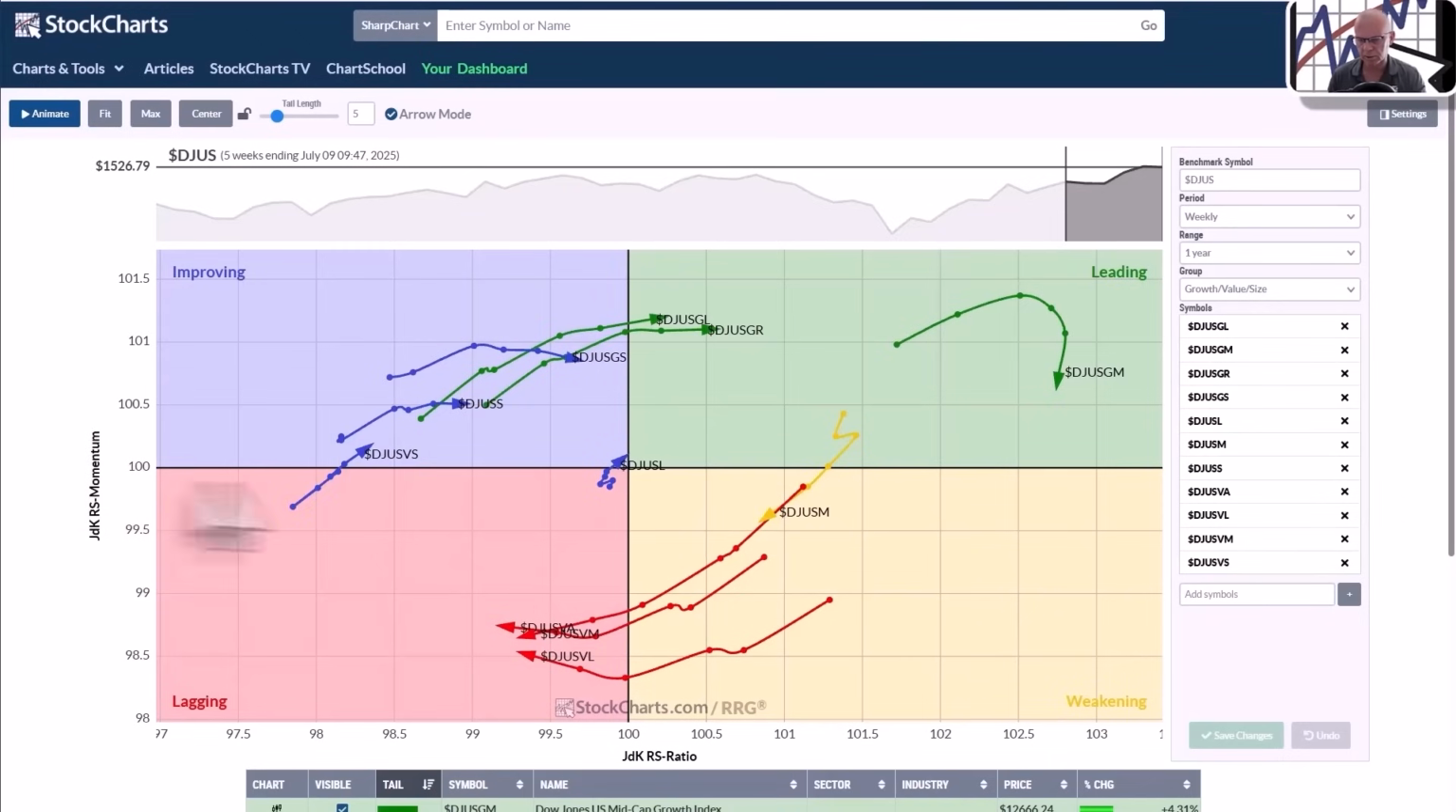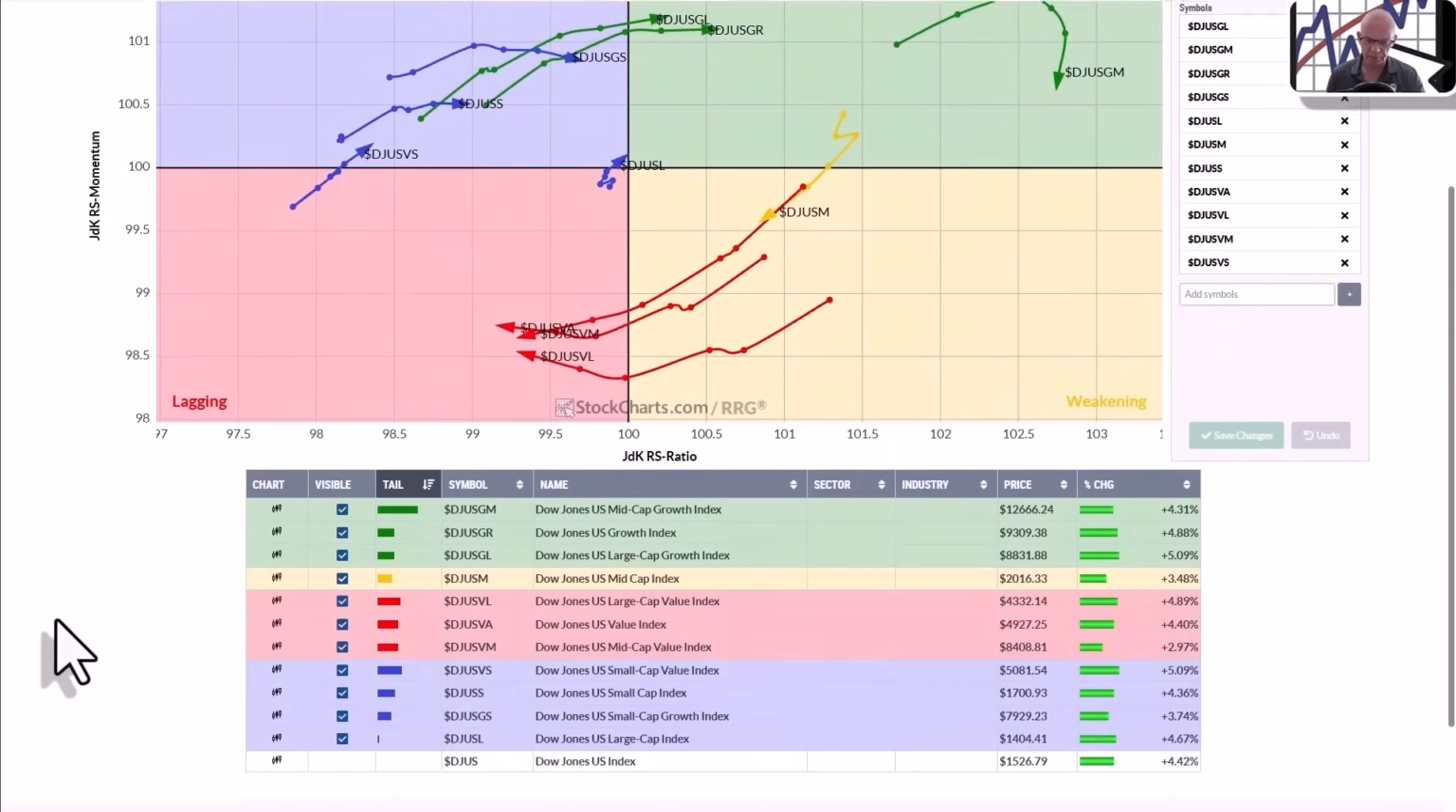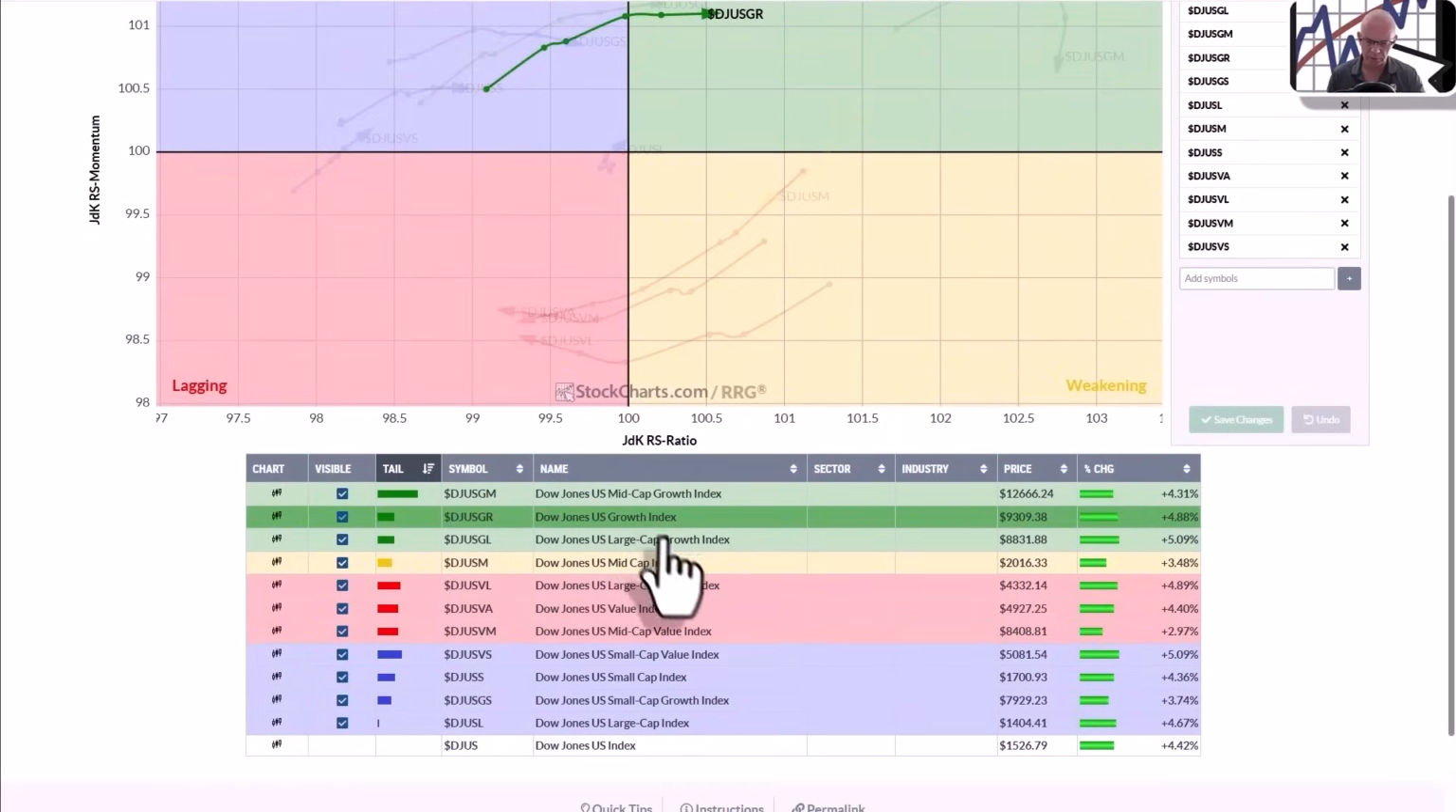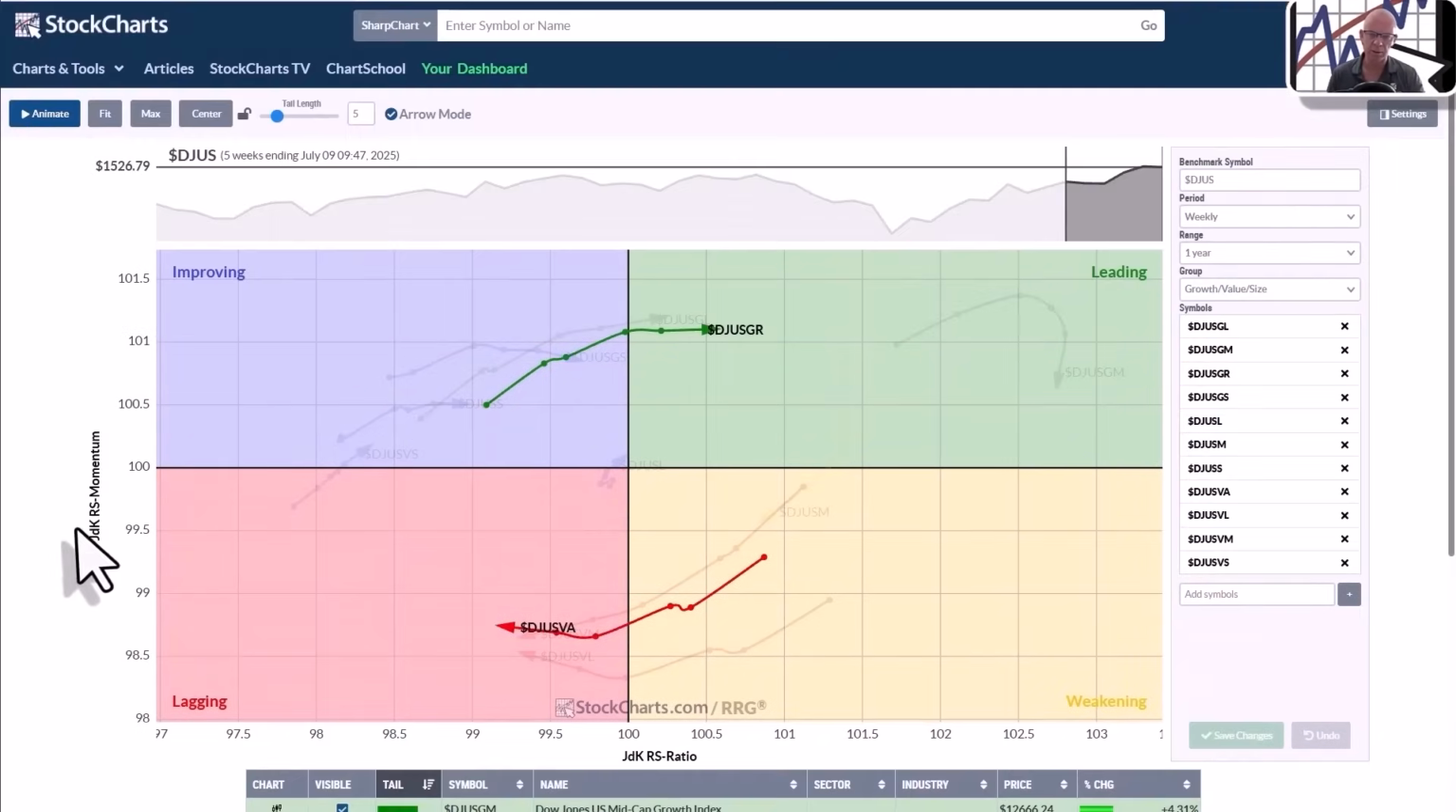You can already, by just eyeballing it, see that growth and large cap are now in the leading quadrant and leading the market. Let me highlight a few things. So first of all, the growth versus value rotation. So here you see growth and value isolated out of this group, and there's a very clear rotation going on into growth stocks out of value stocks. So that is a pretty important observation, I'm going to say.